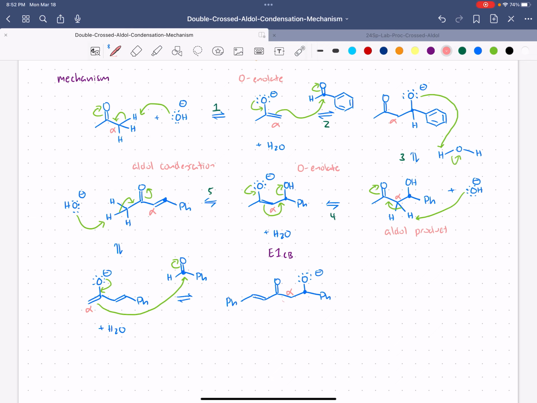Do you remember what happens next? We have to protonate. We want to get the neutral aldol product. We want to get something like this, right? The aldol product. That happens after the 3rd step. And so now we have 6, 7, 8.